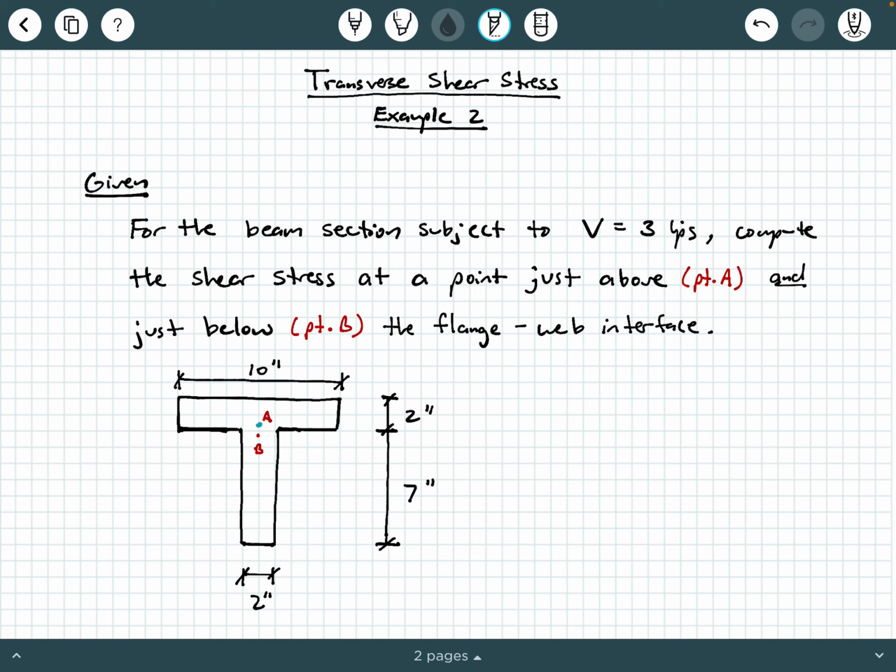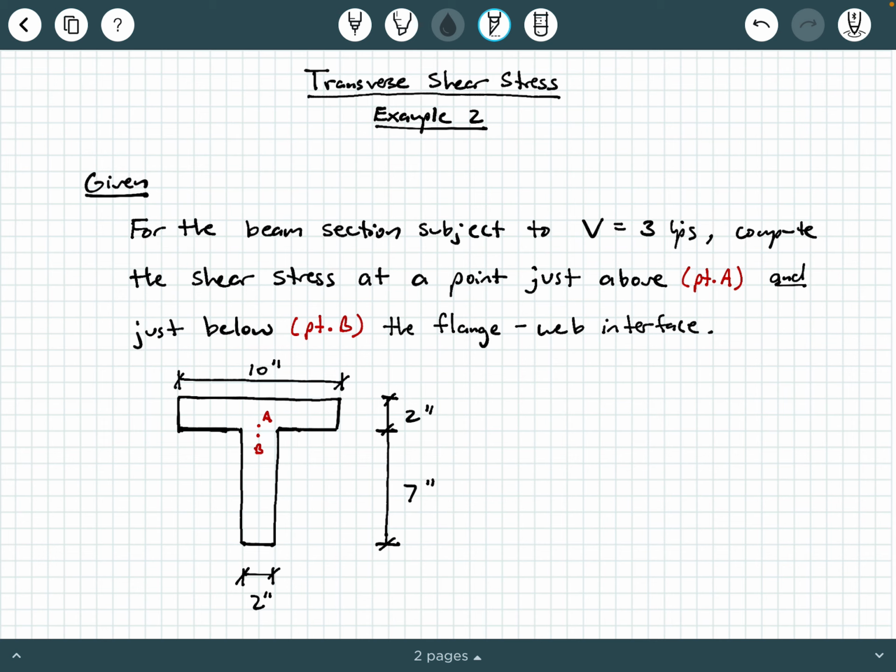We see that top little red dot just above this interface, which means it's barely into the flange. You can think of this as like one little pixel into the flange, okay? And then the point just below the flange web interface is point B, the second or lower red dot, which is just barely into the web, 1 pixel into the web.